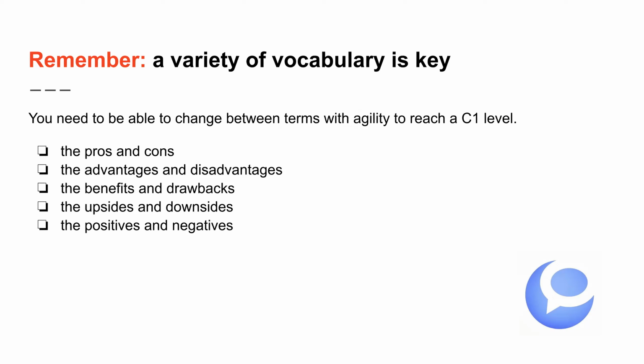When we are in a discussion task or a conversation task, you need to use a variety of vocabulary to reach C1 level. You need to be able to change between terms with agility to reach a C1 level. For example, the pros and the cons of something, the advantages and disadvantages of something, the benefits and drawbacks of something, the upsides and downsides of something, the positives and negatives of something.